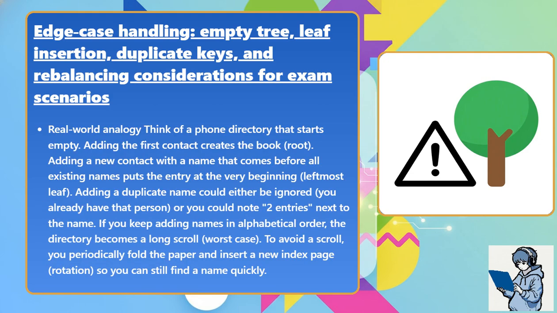Real-world analogy. Think of a phone directory that starts empty. Adding the first contact creates the book root. Adding a new contact with a name that comes before all existing names puts the entry at the very beginning, the leftmost leaf. Adding a duplicate name could either be ignored, since you already have that person, or you could note 2 entries next to the name. If you keep adding names in alphabetical order, the directory becomes a long scroll, the worst case. To avoid a scroll, you periodically fold the paper and insert a new index page, a rotation, so you can still find a name quickly.